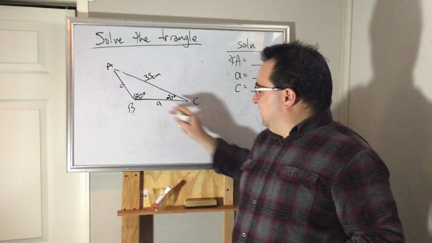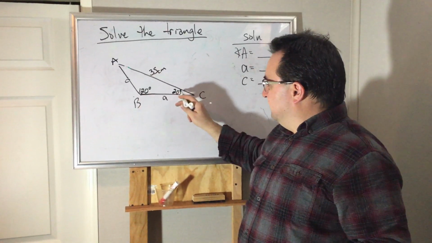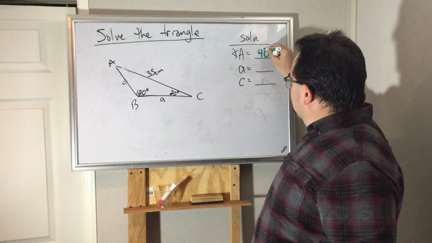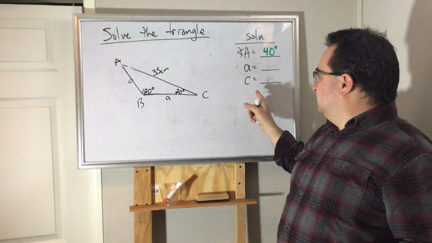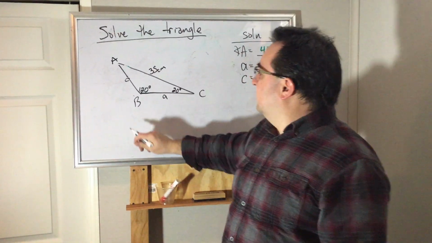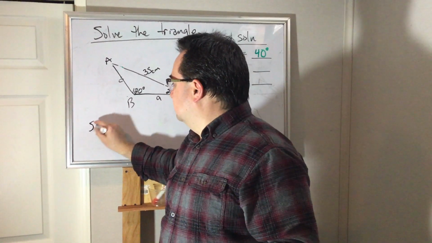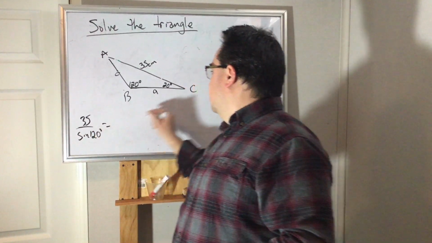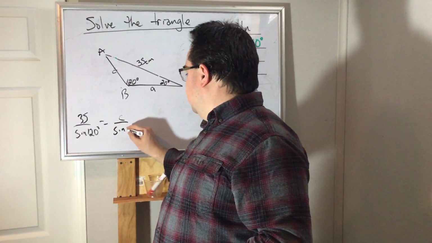Well, we already talked about this. This is the easy one, 180 minus 120 minus 20, right? The sum of these has to be 180. So this has to be 40 degrees. And we just busted that out, right? We figured out what C was, but let's just do it again real quickly. So let's see, what did we do? 35 over sine 120 is equal to C over sine of 20.